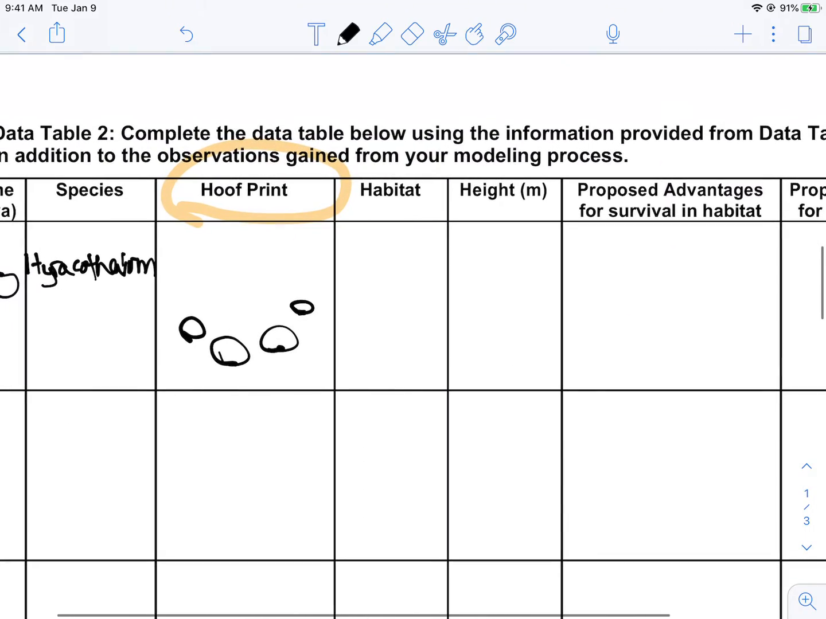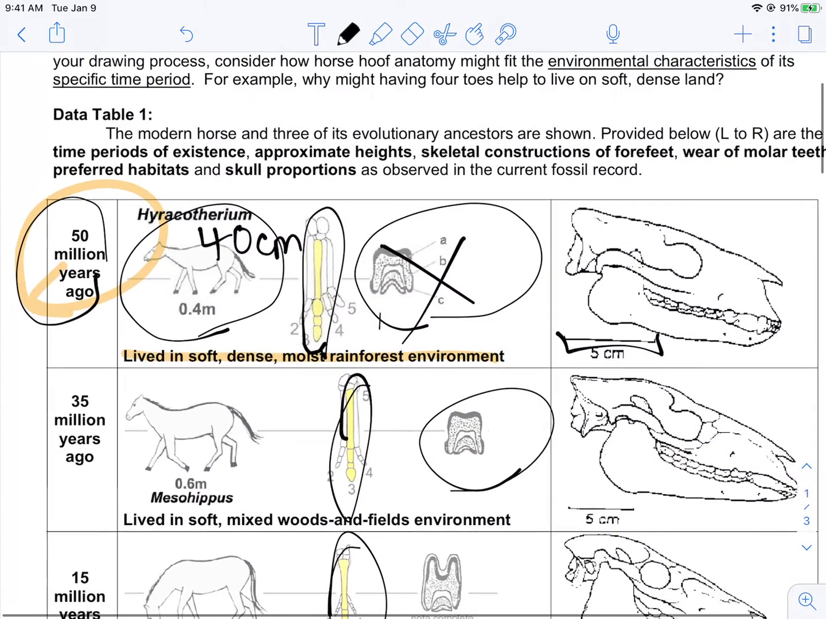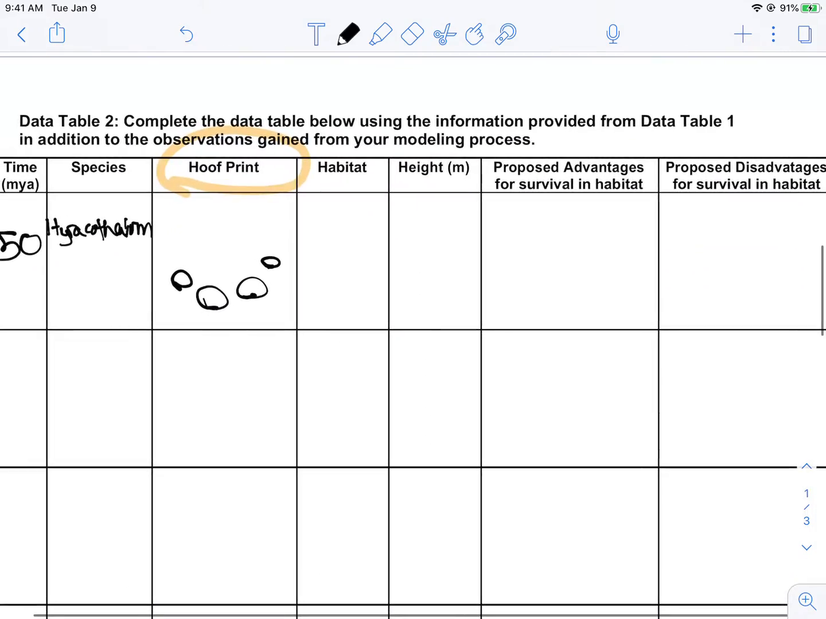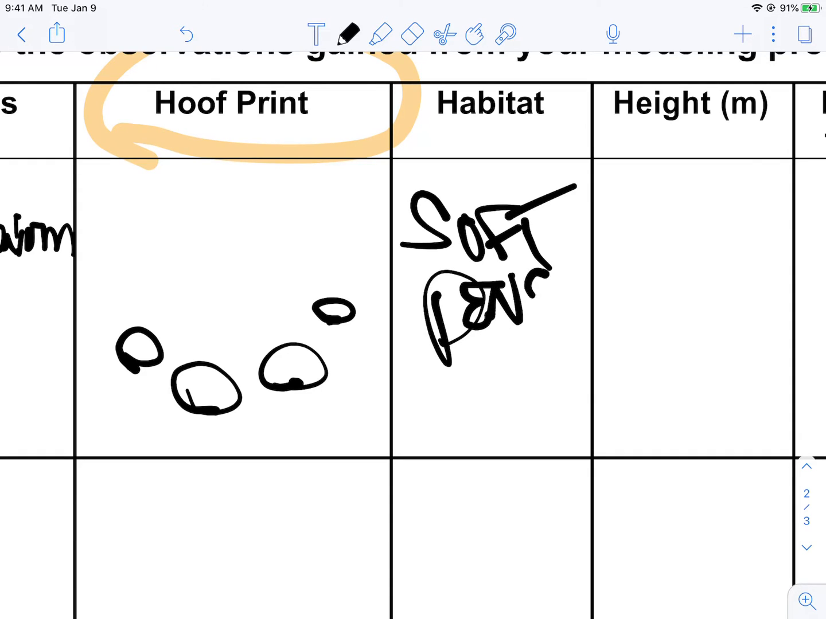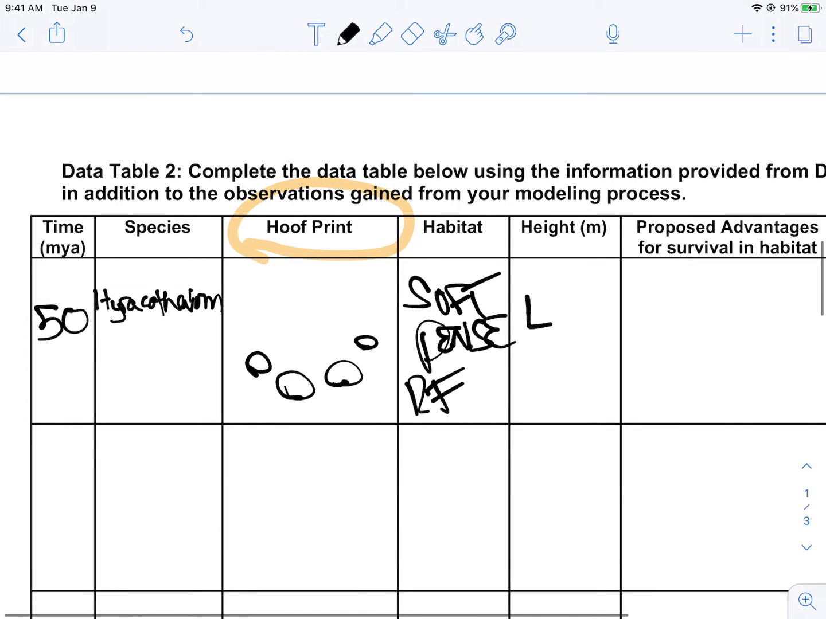Now the habitat, you just list what it tells you up here. So it was soft, dense rainforest, okay? So we write that, soft, dense rainforest. And the height is 40 centimeters. It says in meters here, so that would be 0.4 meters.